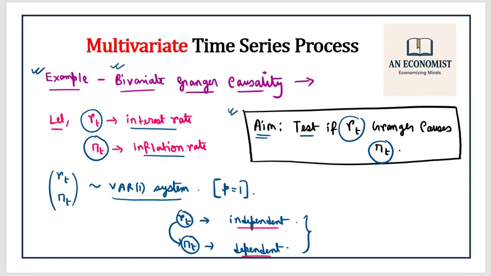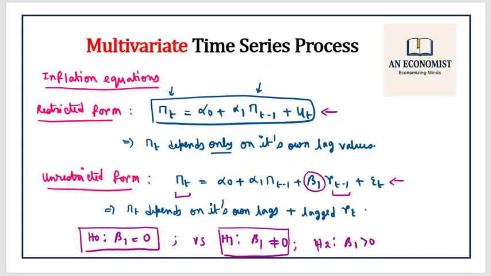Now you have to first decide which one is your target variable. We want to know whether RT is Granger causing pi t or not. So pi t is the dependent variable or the target variable in the first case, and RT is the independent variable. For the dependent variable, you have to formulate two kinds of regression equation. First is the restricted one, the second is the unrestricted one. These are the two regression equations that I have written here. You can take a screenshot if you want.